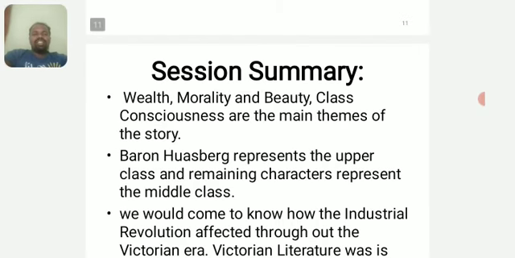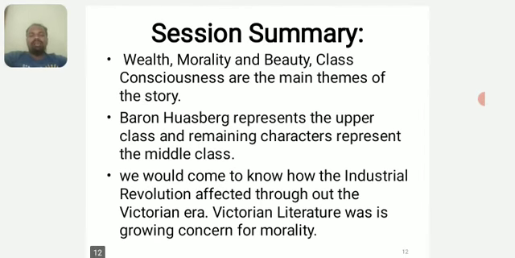Let's see the session summary, what we have come to know in this session. Wealth, morality, beauty, and class consciousness are the main themes of the story. Baron Hausberg represents the upper class, and the remaining characters represent the middle class. Huggy Erskine, Laura Merton and Alan Trevor belong to the middle class, and only Baron Hausberg, the model millionaire, represents the upper class of the society.